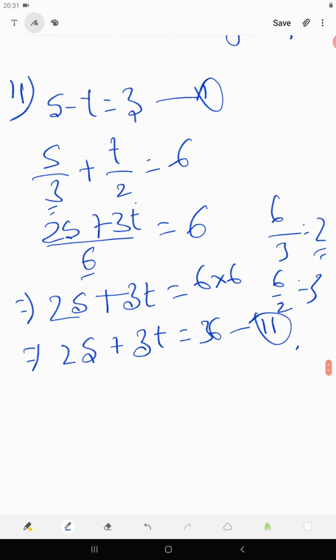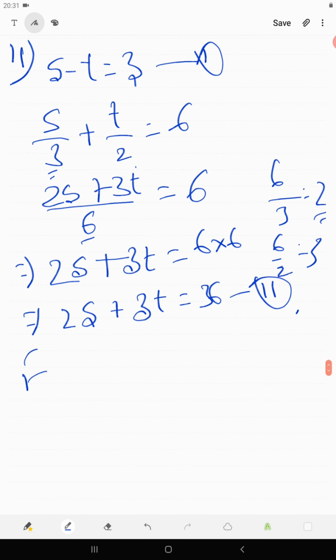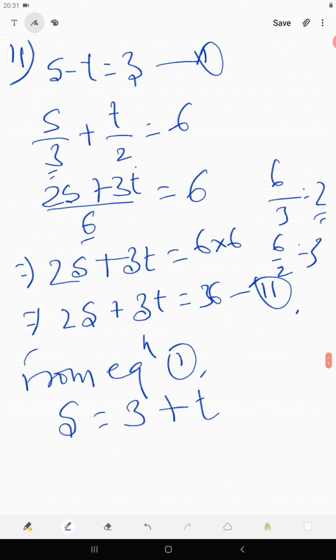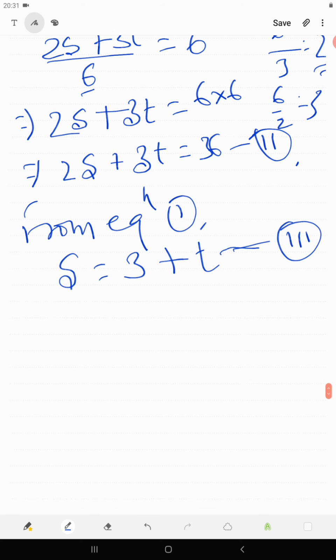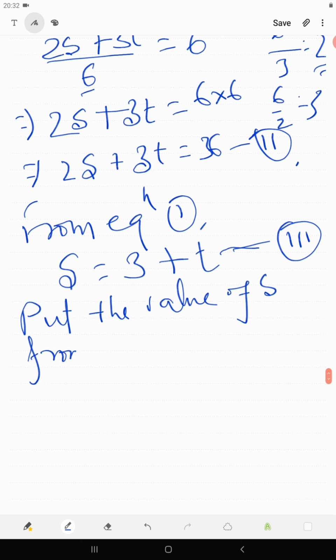Okay. So now from equation 1, we can write s equals 3 plus t, because t is negative over here, and if we take it towards the right, it will become plus. Now assume this as the third equation. Now put this third equation, s equals 3 plus t, in equation 2. Put the value of s from equation 3 into equation 2.